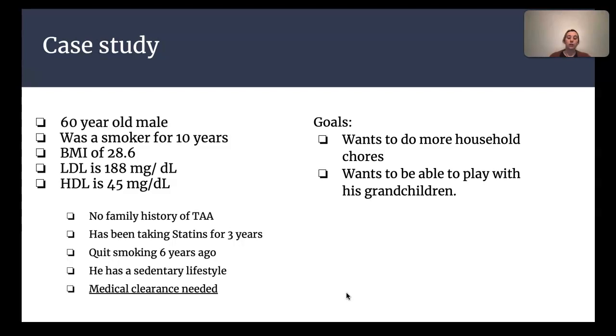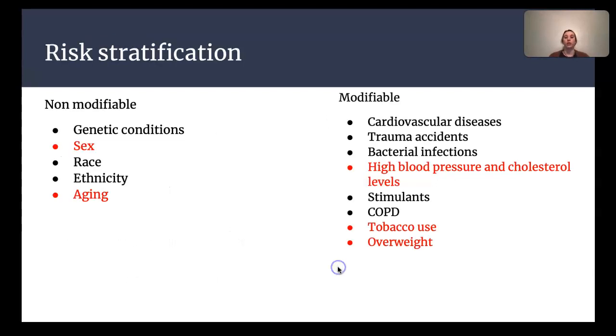He is having trouble moving around to do his daily activities since he is overweight and a smoker. He was also really upset when he talked about his grandchildren and how he was unable to play with them. He said he wants to be able to move around more and be more present in their lives. A medical clearance is needed for him. So his goals are to do more household chores and to be able to play with his grandchildren.